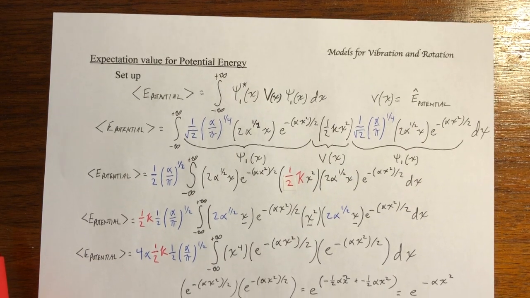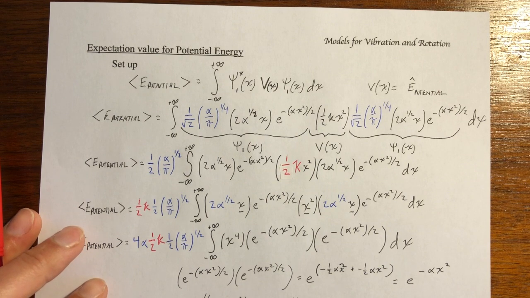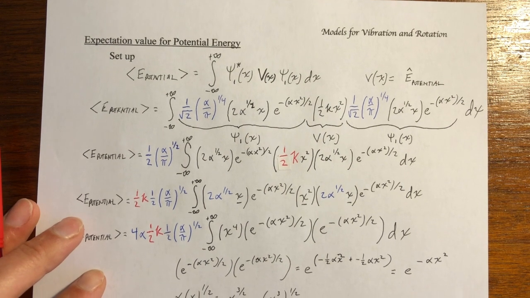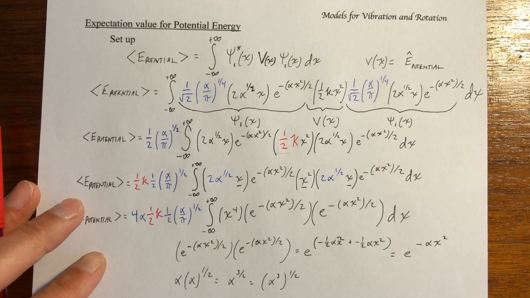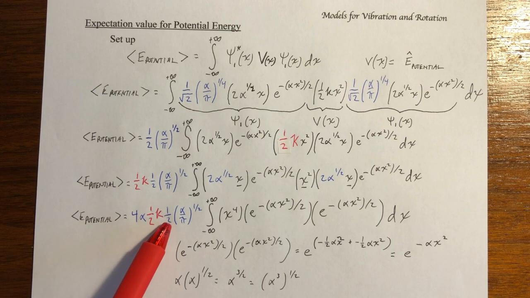And so now what we're going to do is combine some terms inside the integral, where we have e raised to the quantity negative alpha x squared divided by 2 times itself becomes e raised to the quantity negative 1/2 alpha x squared plus negative 1/2 alpha x squared. And so these add together just to give us e raised to the negative alpha x squared. Now let's put the integral off to the side for a second and see what to do about some of these constants. Well, we have 4 divided by 2 is 2, so our coefficients completely go away.